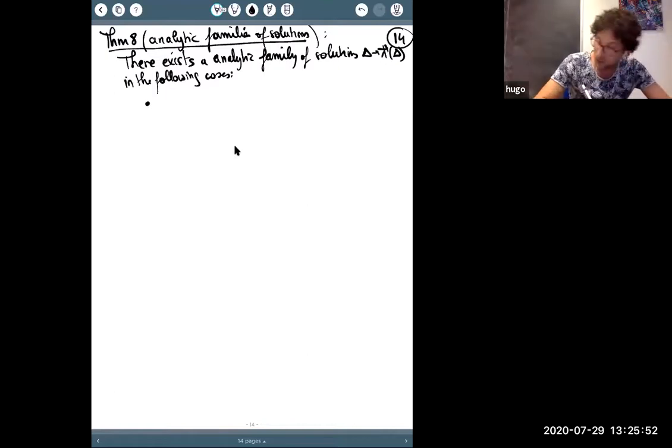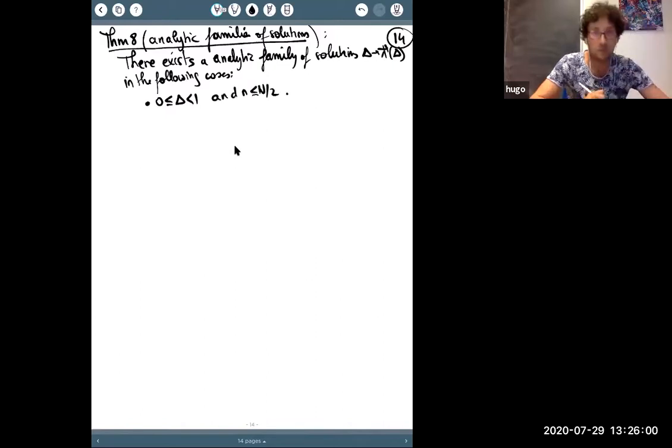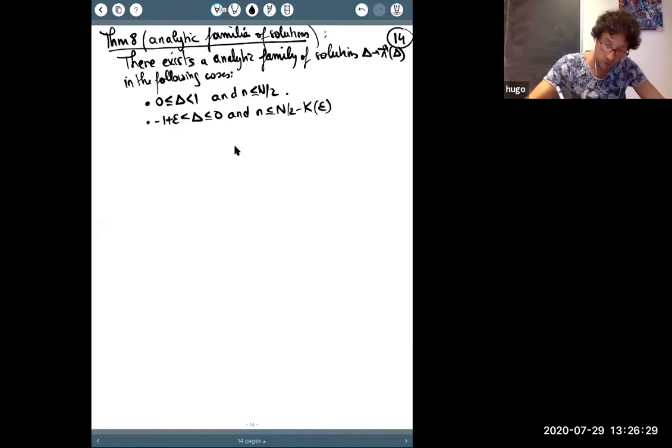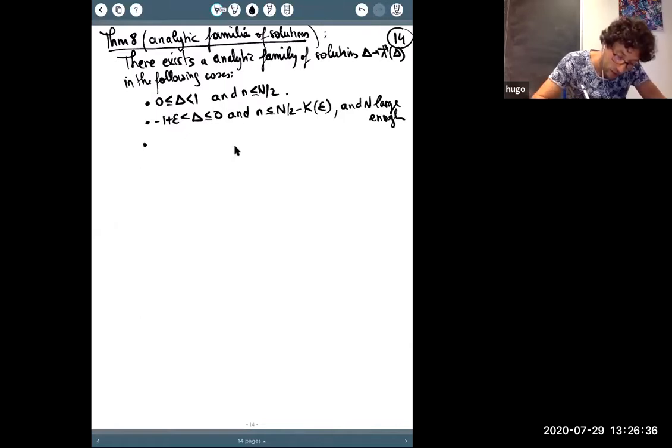so the one that is going to be very interesting for us is if 0 is smaller than delta, smaller than 1, and small n smaller than capital N over 2. So you can always create an analytic family in this direction. And in fact, this is a very easy thing to check, and I will show you how. You can also do it, and this is the most interesting case, if you take -1 plus epsilon smaller than delta, smaller or equal to 0, and small n smaller than capital N over 2 minus k of epsilon, and n large enough. So this is important, and I'm going to tell you why in a second. And then for delta smaller than -1 minus epsilon, and n smaller than capital N over 2, and n large enough.